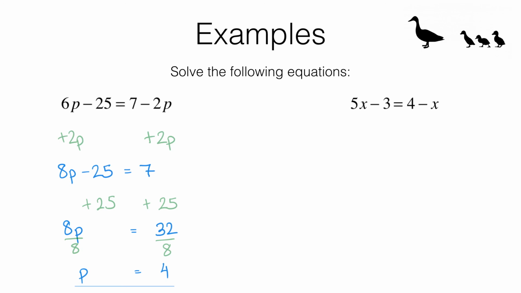Here's what I would do. I would add x to both sides of this equation. That would eliminate the negative x here. Adding x, I get 6x minus 3 on the left-hand side and 4 on the right-hand side. Now I'm going to add 3 to each side. That gives me 6x on the left and 7 on the right. Finally, I'm going to divide each side by 6. And that gives me x on the left and 7/6 on the right. And there's my solution.